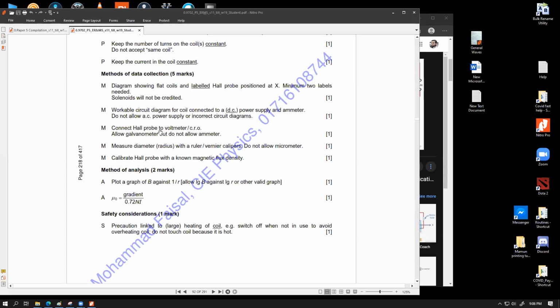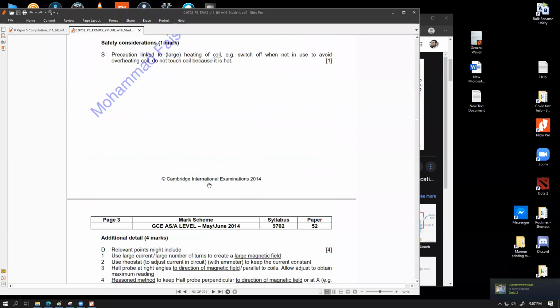So you have to connect the whole probe to a voltmeter or CRO, and then you have to calibrate the whole probe with a known magnetic flux density. I don't know where this comes from according to the Mark scheme, but this has to come from somewhere. And that comparison should give you the measurement of the B value so that you can eventually go on with the experiment. Let's have a look at these other parts.